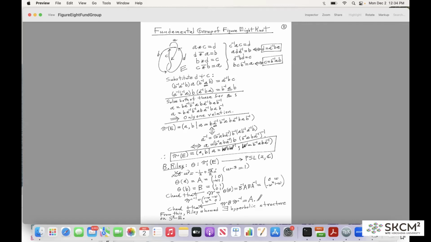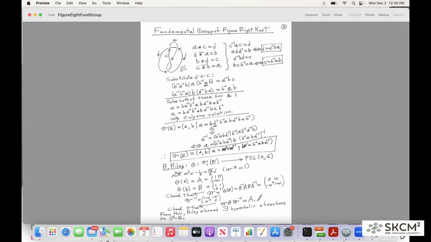And then we write out the fundamental group relations over there, and then I'm going to keep D and C and substitute them into the others, and I end up with only one relation. It was like what happened with the trefoil.